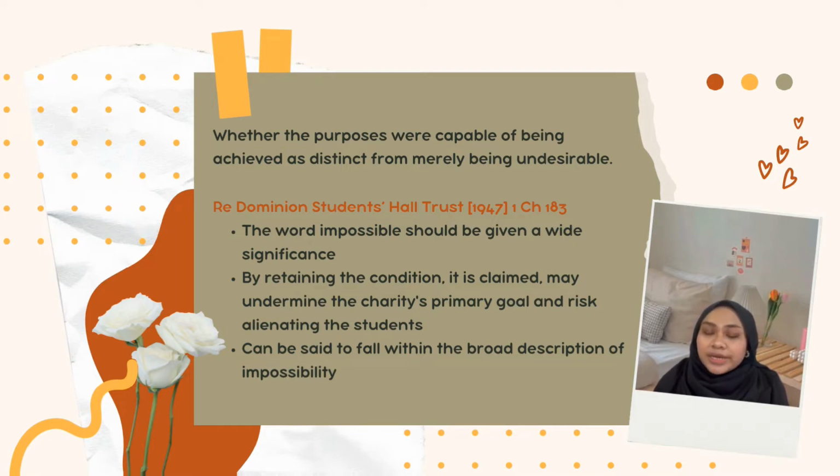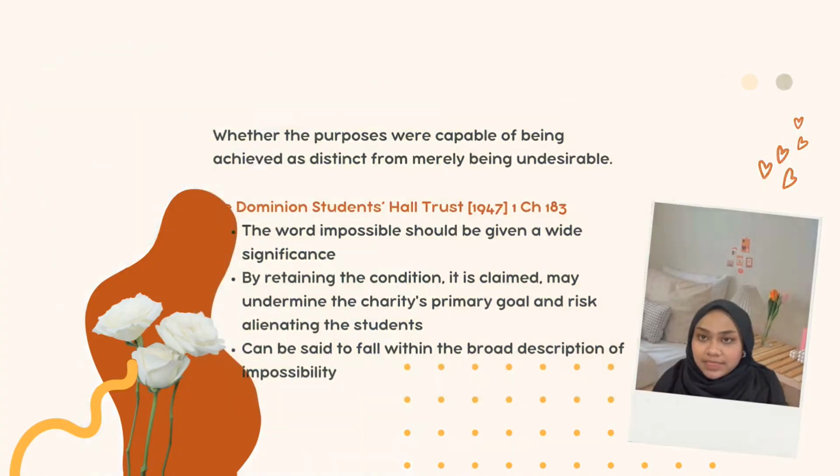So to get the approval of the court, the company had a scheme that the words "of European origin" would be deleted so that the company would be better equipped to administer the funds for the benefit of all students from the dominions regardless of racial origin. It was held by the court that the word impossible should be given a wide significance. If they retained the words, it may undermine the charity's primary purpose and it can be said to fall within the broad description of impossibilities.